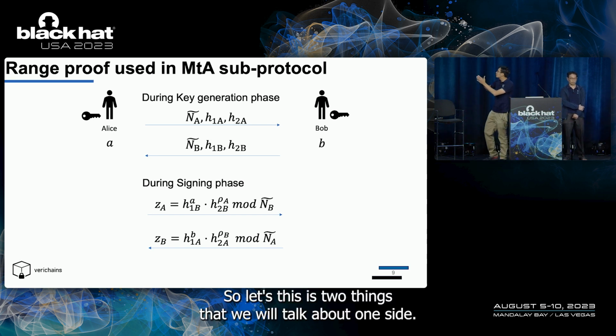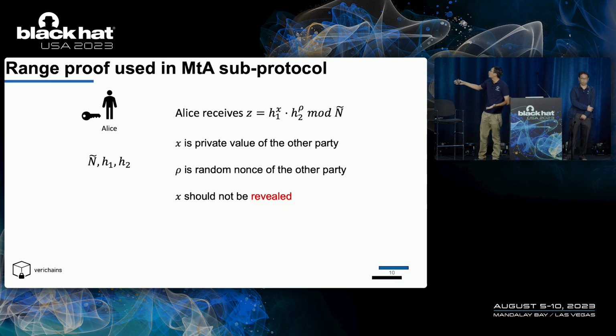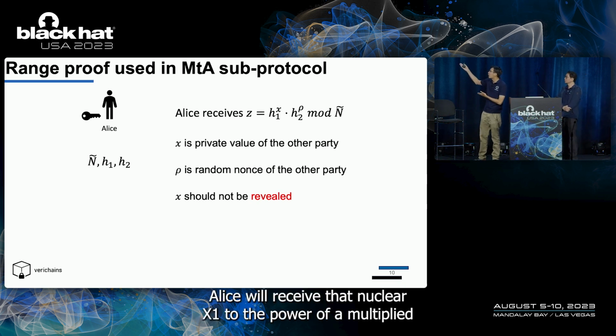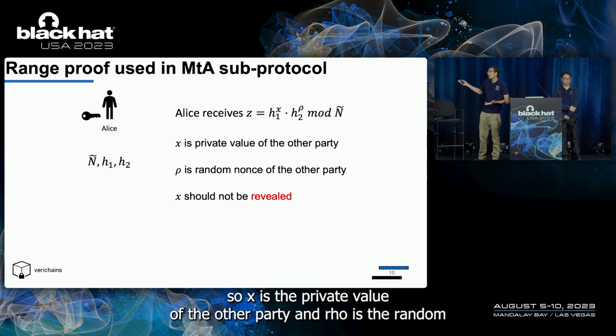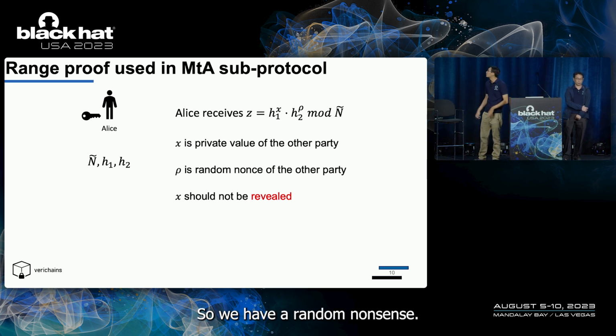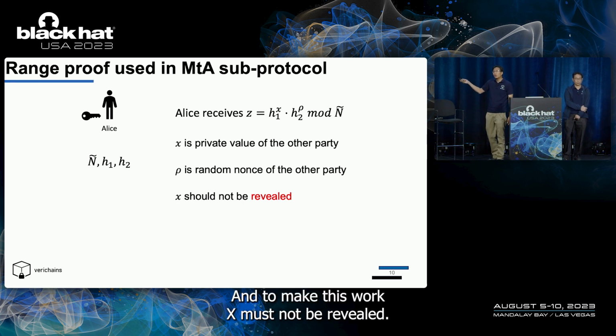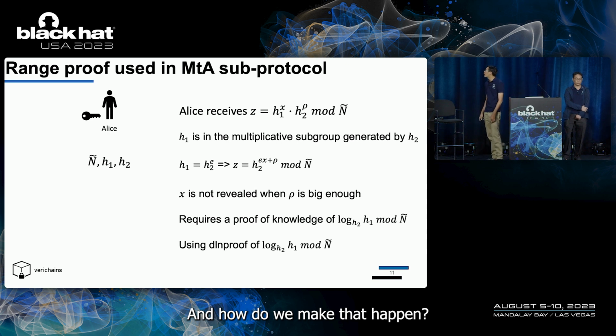So these are two sides, and we will talk about one side. Take Alice, for example. Alice will receive Z equals H1 to the power of X multiplied by H2 to some rho, mod N tilde. X is the private value of the other party, and rho is the random nonce of the other party, because we don't want to leak X, so we have a random nonce. And to make this work, X must not be revealed.